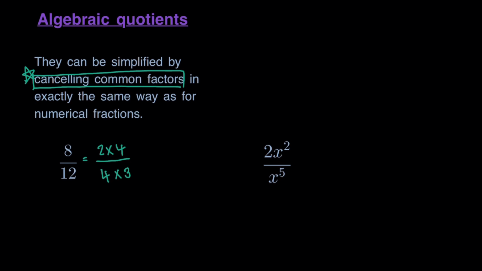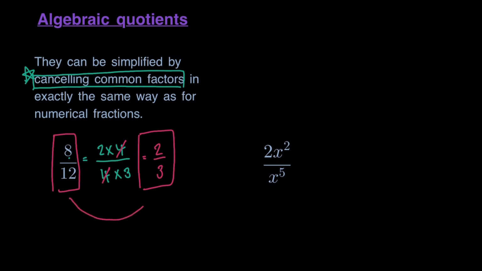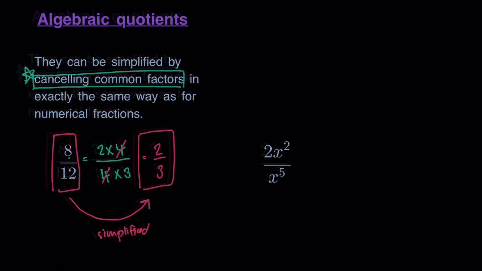This means that the factors of 8 are 2 and 4, and the factors of 12 are 4 and 3. And the common factor is 4. So then I can cancel out my common factor of 4. Cancel it out, and I am left with 2/3. What this means is 8/12 is equal to 2/3, and that 8/12 is simplified to 2/3.